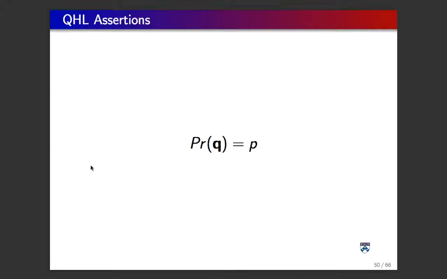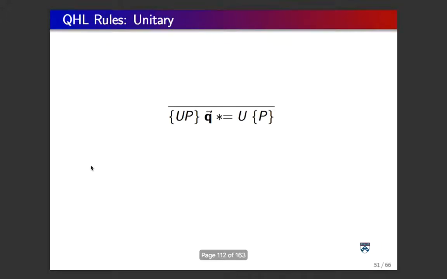So what do QHL assertions look like? Well, they look like this. And if you remember a little bit earlier, I said that this is not a good way of reasoning about a quantum program because there's all this missing information. So it's not just this. We're going to have to add a little bit to this. And how do we do that? Well, first, it mostly happens through the unitary rule.